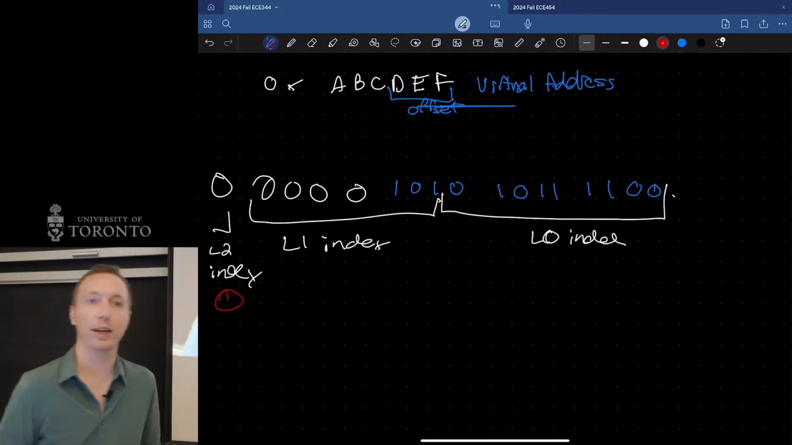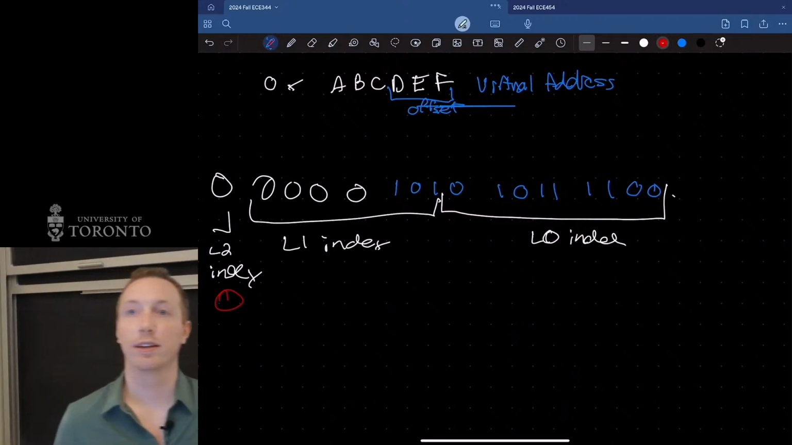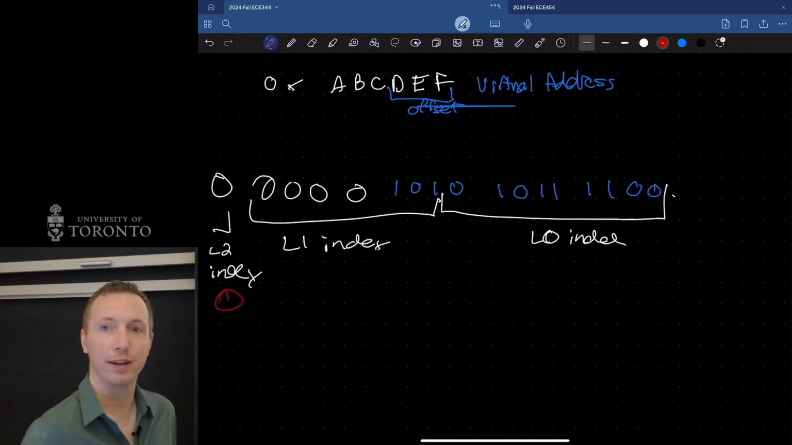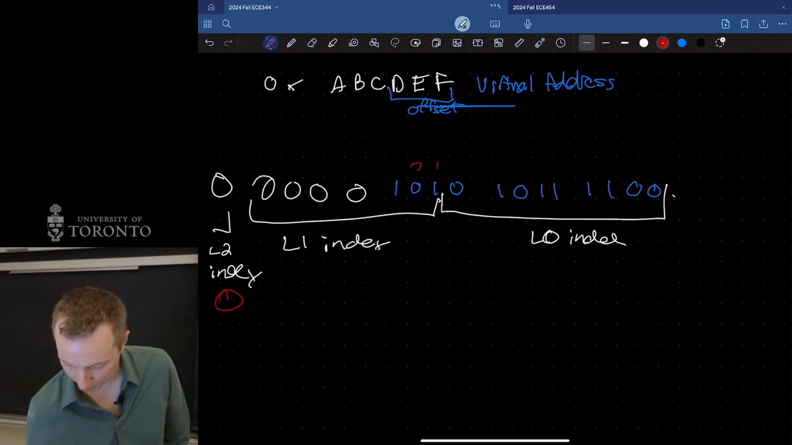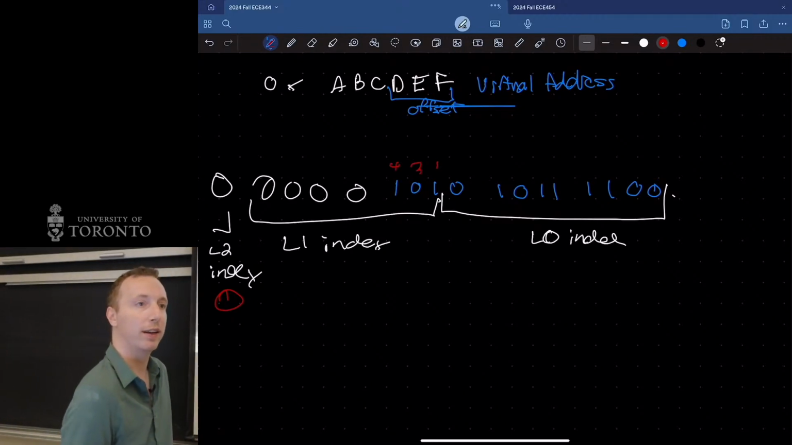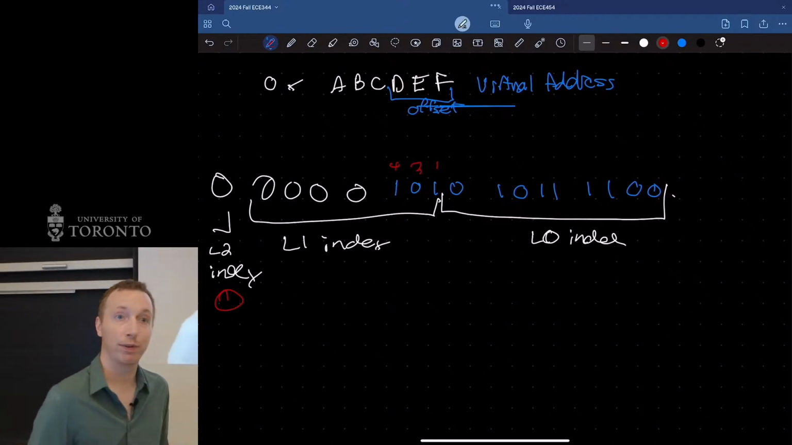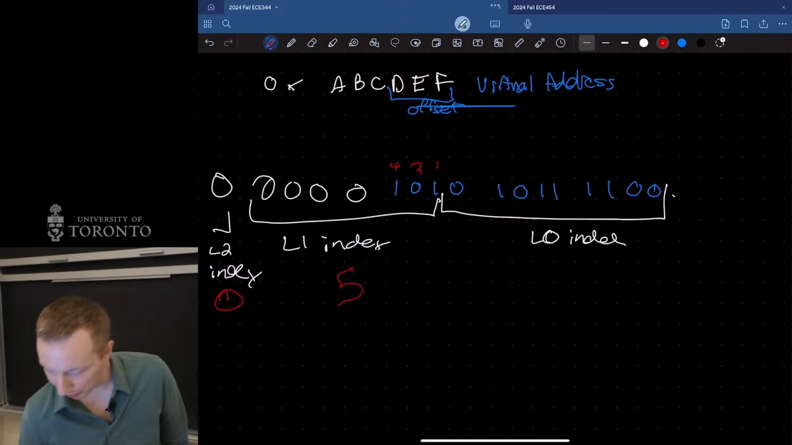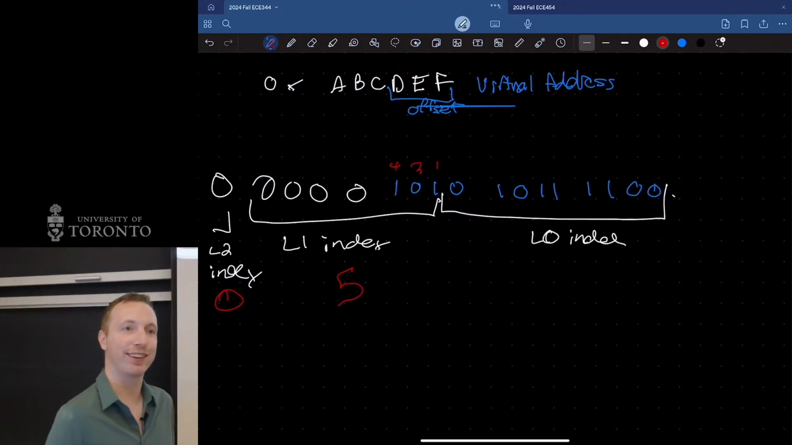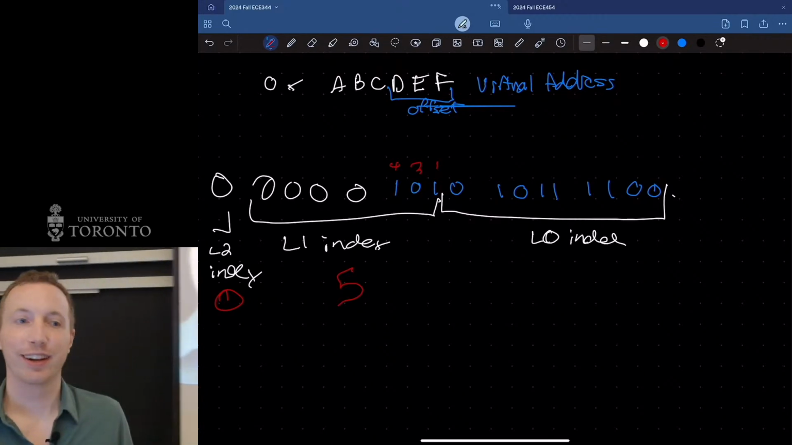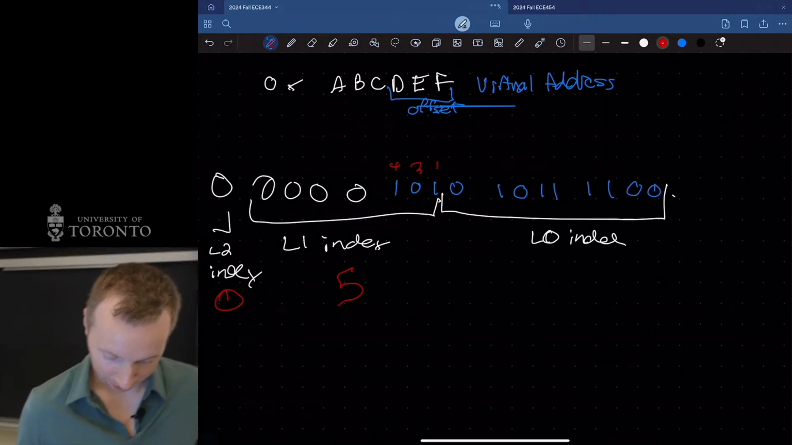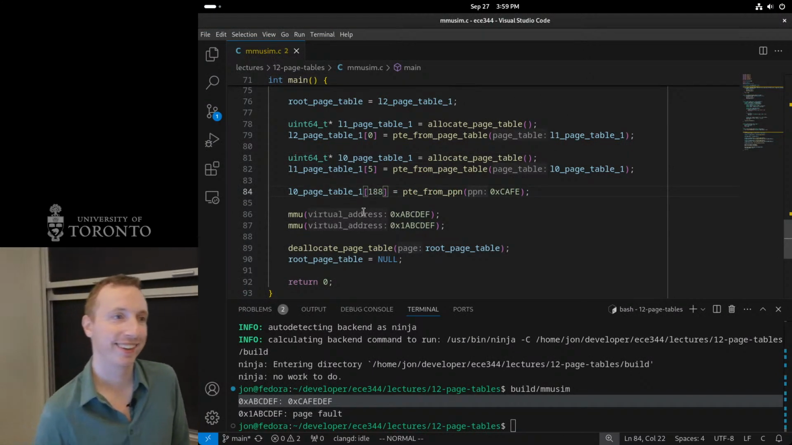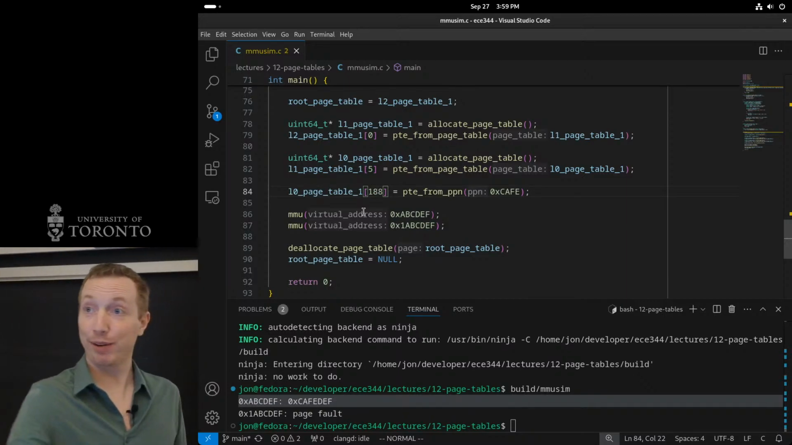What's my L1 index? 6 or 5? The 1's column, the 2's column, the 4's column. So it's 5, right? What's my L0 index? That's a lot of 1s. Well, student reasoning: it must be 188 because it translated correctly, right?